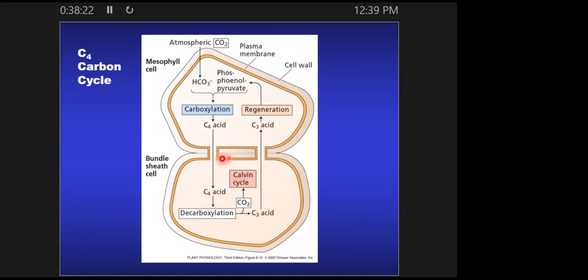So in the bundle sheath, that's where you finally see some CO2 getting delivered to the Calvin cycle, but it's really the C4 acid that is delivering the CO2 into the Calvin cycle. Once that CO2 gets delivered, then another product of that reaction is a C3 acid that gets shunted back into the mesophyll, and then you have to make more PEP to keep it all going. So then the regeneration phase is to get more PEP.